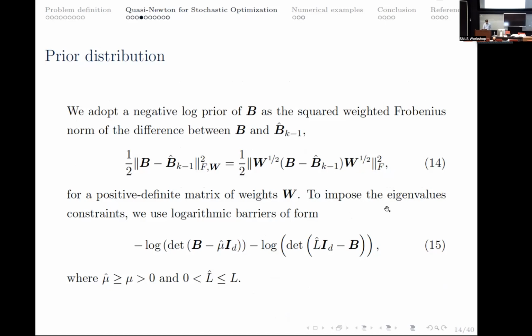And also, we have some eigenvalue constraints. So we use logarithm barriers to keep the eigenvalues of B within U hat and L hat. Say we are in the space of B's, and as we get closer and closer to having some lower eigenvalue mu hat, this determinant goes to 0, and this log barrier explodes to infinity. So the idea here is to encode on the prior this knowledge that the eigenvalues should be between U hat and L hat. And this is very important. I will talk soon about why keeping these eigenvalues controlled is so important.